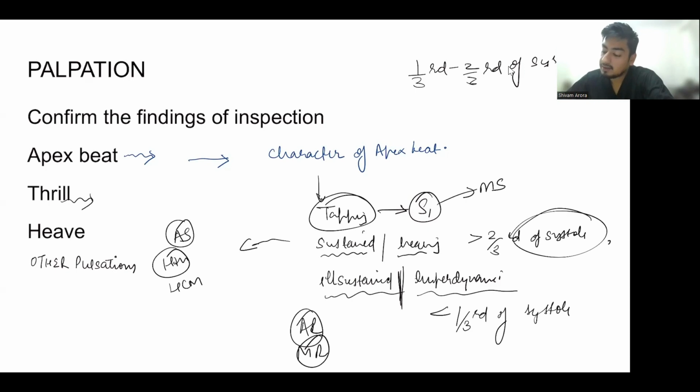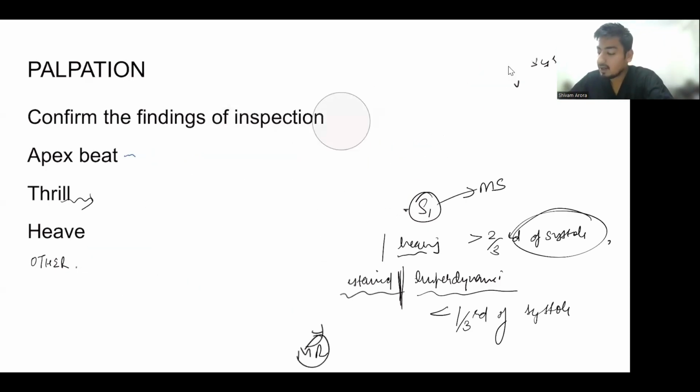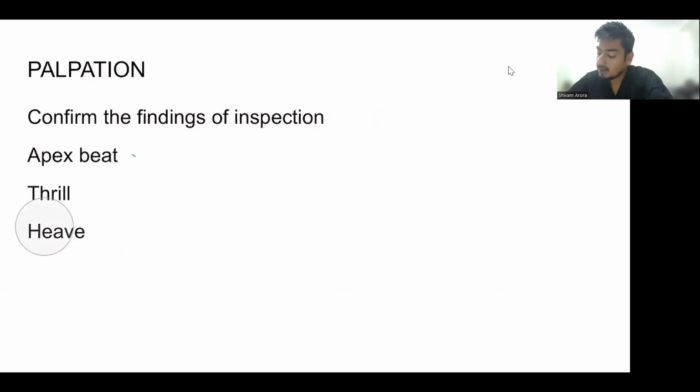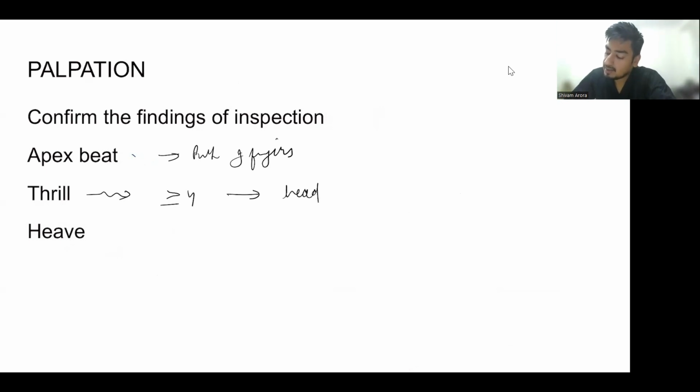Then thrill. What is thrill? Thrill means a palpable murmur. Suppose there is a murmur in the mitral area or tricuspid area. If that murmur is palpable, then we call it a thrill. Thrill generally indicates that the murmur is of higher grade, grade 4 or more. Another thing is that while palpating for pulsations or apex beat, we'll use the pulp of fingers, while in case of thrill, we'll use the head of metacarpals. And for heave, we use the base of the metacarpal.